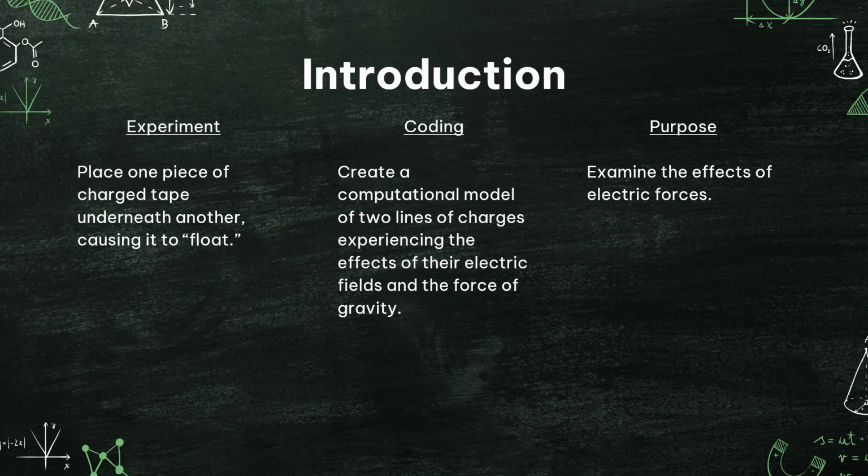In this lab, the experiment was the same as in Lab 1, which is to place one piece of charge tape underneath another, causing it to float. For the coding in this lab, I was tasked with creating a computational model of two lines of charges experiencing the effects of their electric fields and the force of gravity. And the purpose of all this is to examine the effects of electric forces.